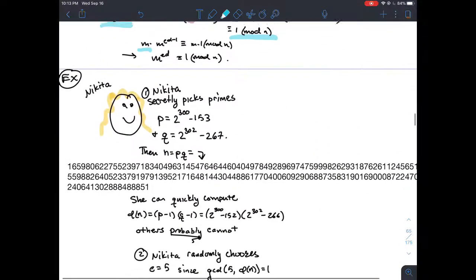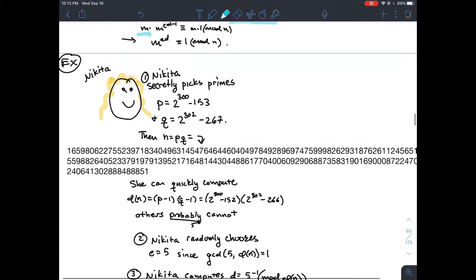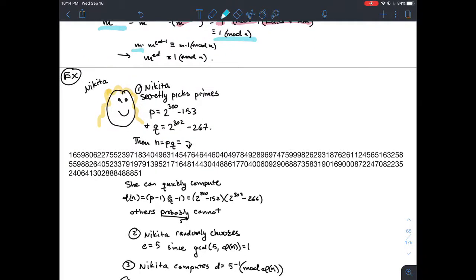Let's do a concrete example with some actual numbers now. There's Nikita. She secretly picks pretty big primes. I looked these up. P is 2 raised to the 300th power minus 153, that's a prime, and Q is 2 raised to the 302nd power minus 267. These are numbers that only Nikita knows. Those are secret. But she computes their product, and that happens to be this ginormous number right here. It's okay if everybody sees this number.